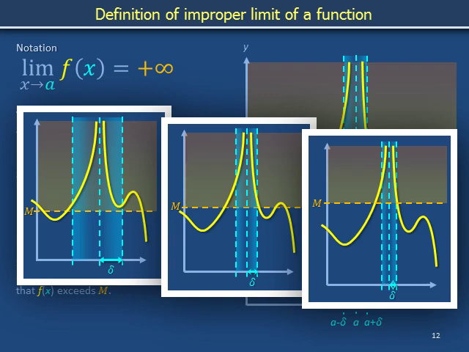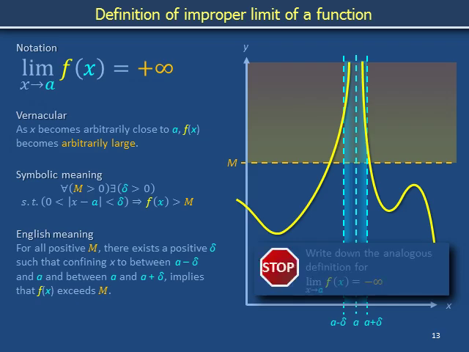Now that we have explained what it means for a limit to equal positive infinity, it should be straightforward to define what it means for a limit to equal negative infinity. Please pause the video to write down the analogous vernacular, symbolic, and unpacked English definitions for the notation that is read, the limit as x approaches a of f of x is negative infinity.